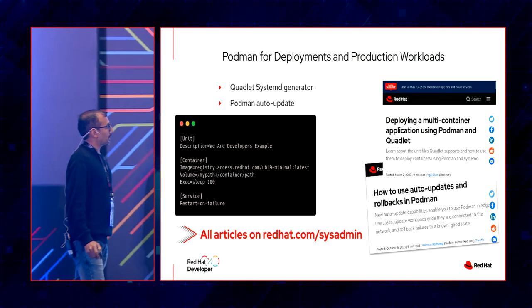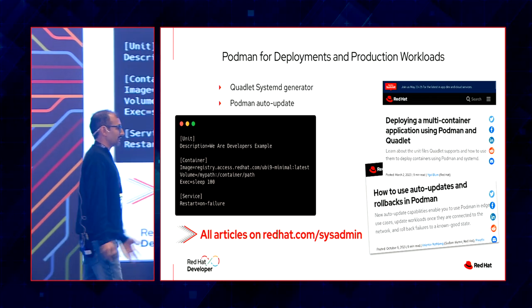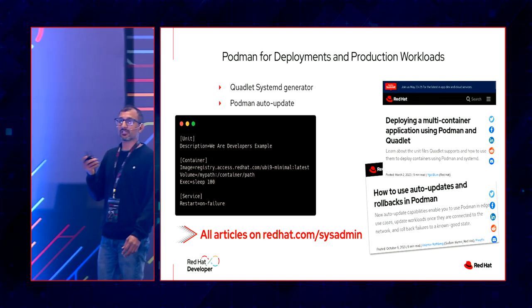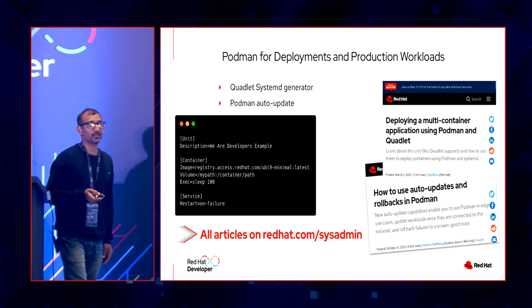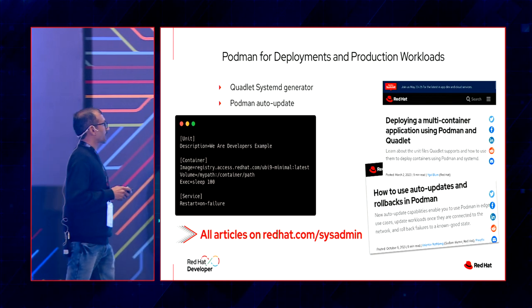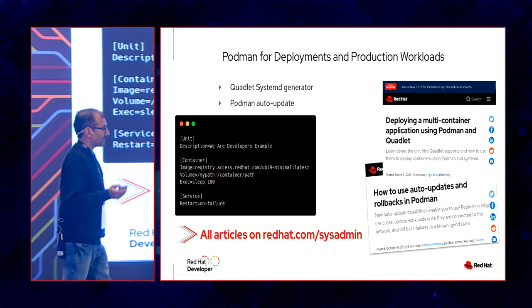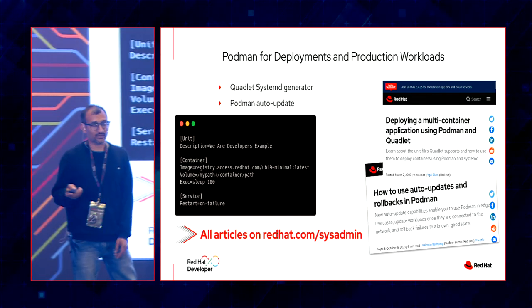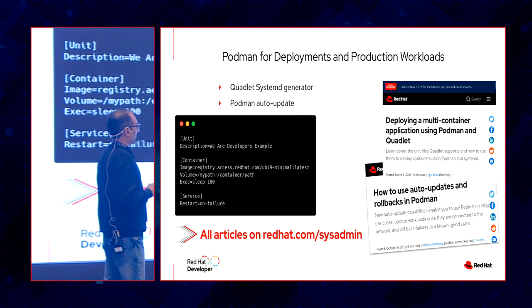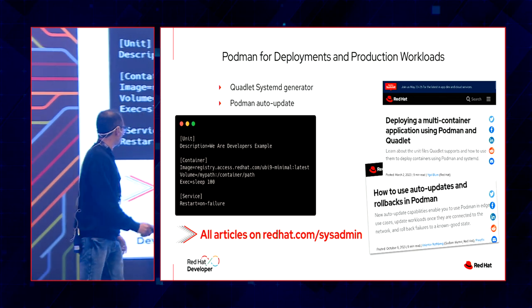Now, there are a lot of people on the sysadmin side, people who work with Linux, who are very familiar with unit files, the way they want to run services, right? Podman makes it very easy to create the unit file. There is a systemd generator, and you have auto updates around it.